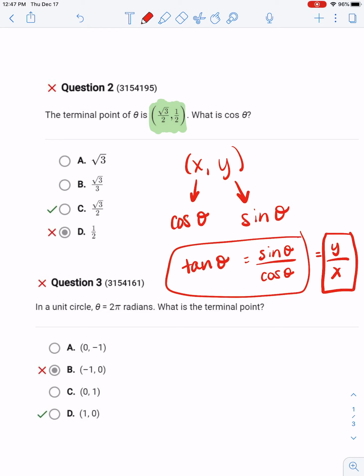What is the cosine? So now, you know the cosine is just the x value of the ordered pair. So right here, radical 3 over 2, or square root of 3 over 2, okay?